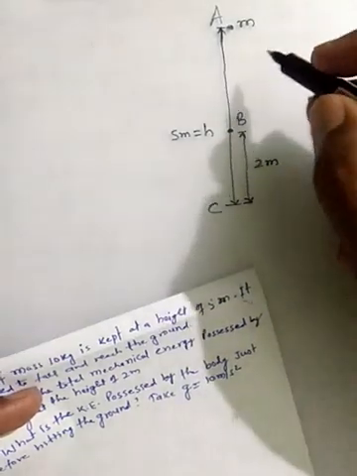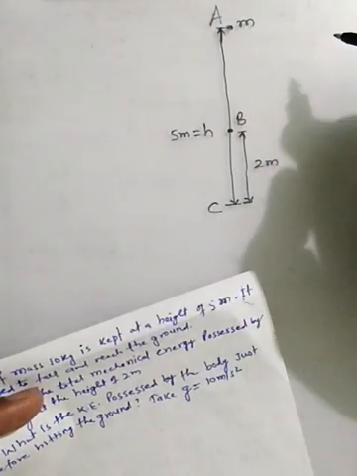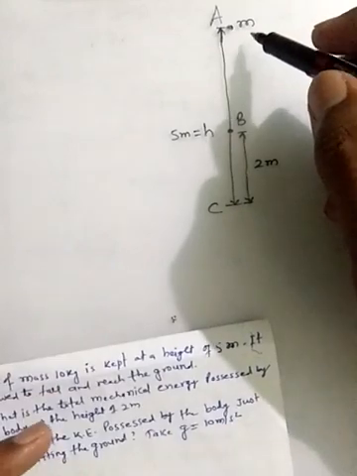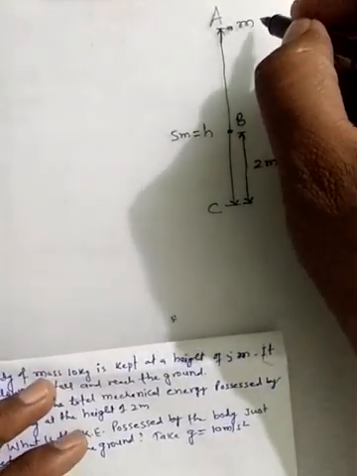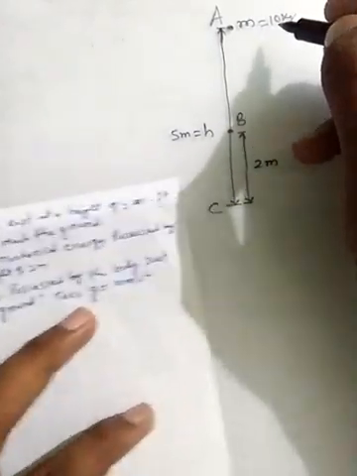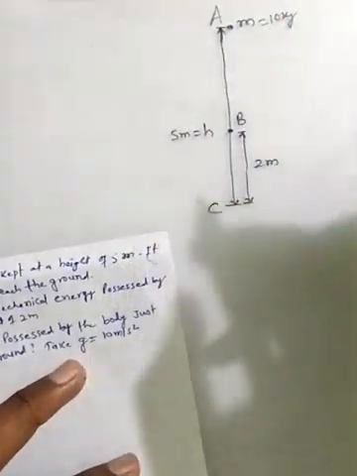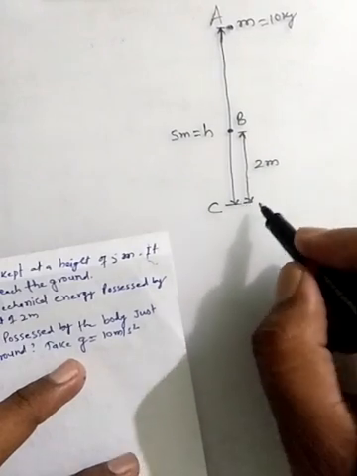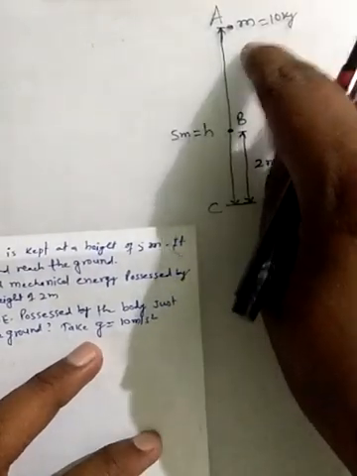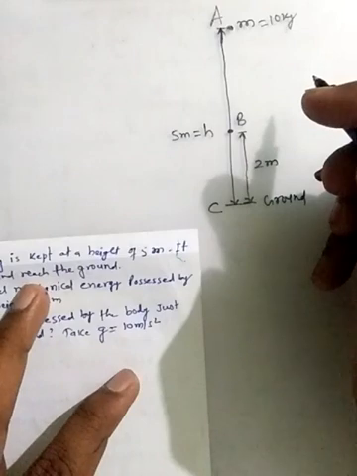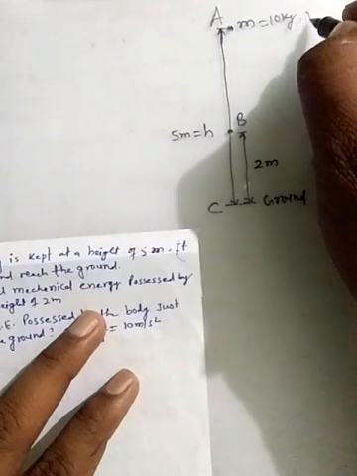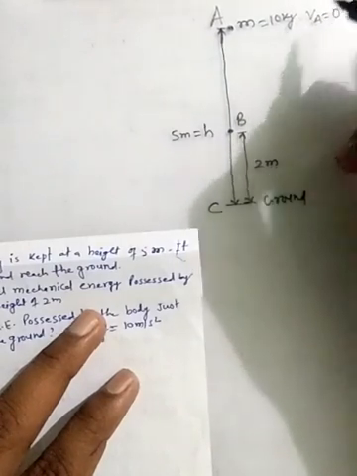Here is the diagram for the question with given data. It is given that an object of mass 10 kg is kept at a height of 5 meter. This is the height of this object from the ground. This is the ground. From the ground, the height of the object is 5 meter, and it is allowed to fall and reach the ground. It means that the velocity at point A will be equal to 0.